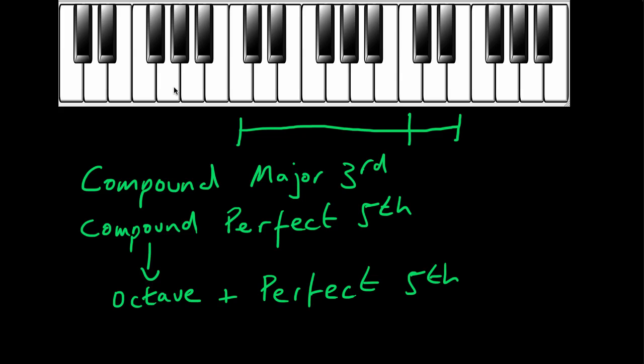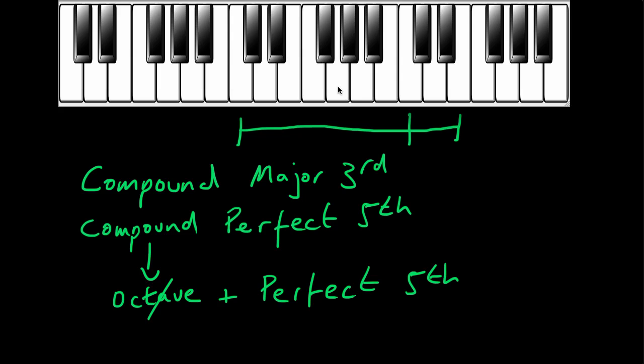Let's see if we can find a compound perfect fifth starting on this G down here. And what would be a compound perfect fifth above this G? Well, first of all, let's just get rid of our octave bit. So let's cross off the octave and say, well, an octave up from G is this G up here. Great, so that's taken care of that bit. So we know we're going to cover the distance already from this G to this G. On top of that, we need to add on a fifth.